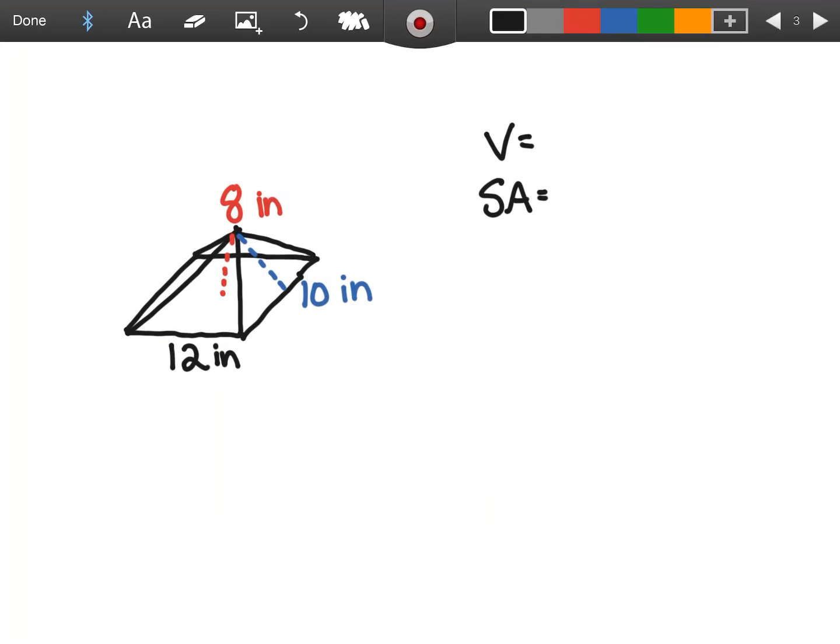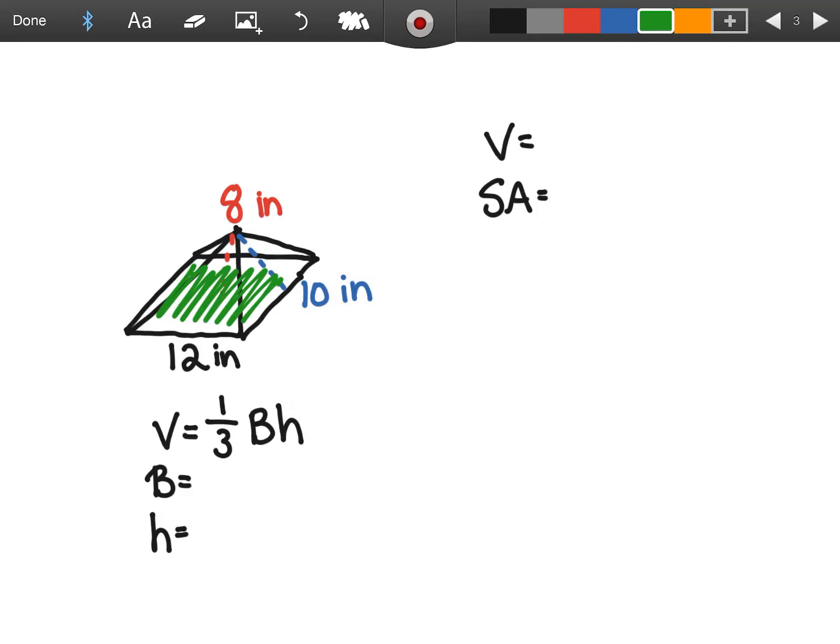So let's look at our example here. We need to find volume and surface area. So volume is equal to 1/3 times the area of the base times the height. So we need to define what capital B is equal to and what H is equal to. Area of the base refers to this entire area down here. Now this is a square where all sides are 12 inches. So in order to find the area of a square, we do length times width, or 12 times 12, which is 144.